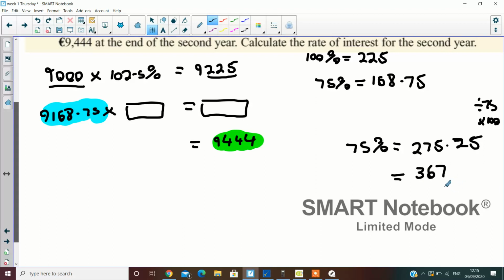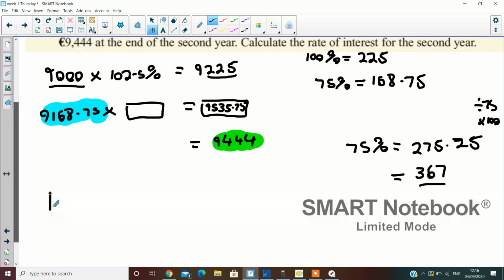Anyone else get 367? Yeah? Alright, we'll see if we match up later on, okay? Now, this 367, add it on to the €9,198.75, and what did you get? Sorry? 9,000? Point. Okay.